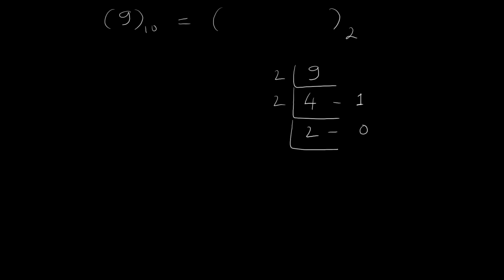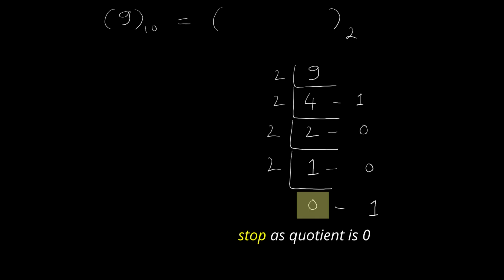Let us take one more example of converting decimal 9 into binary. First, let us start by dividing 9 by 2. 2 times 4 is 8, remainder is 1. 2 times 2 is 4 and the remainder is 0. 2 times 1 is 2 and the remainder again is 0. 2 times 0 is 0 and the remainder is 1. We stop our calculation here as the quotient has become 0 now. Catch hold of remainders from bottom to top. We get 1001 as a binary equivalent for decimal number 9.